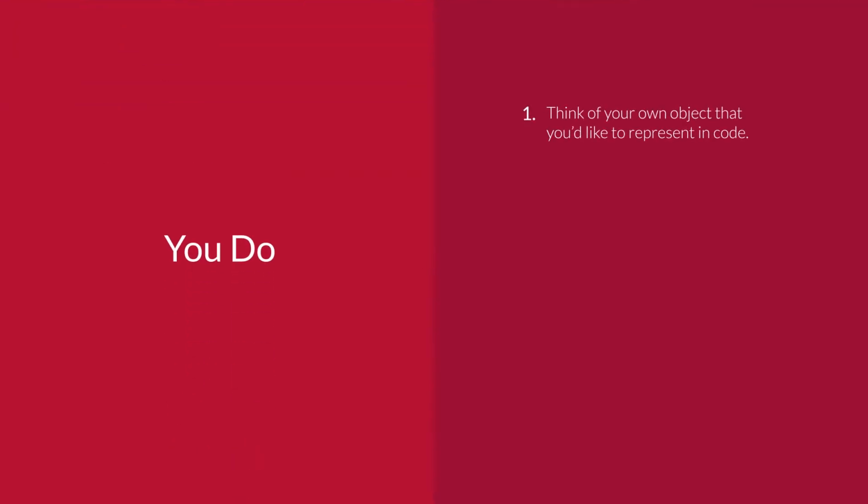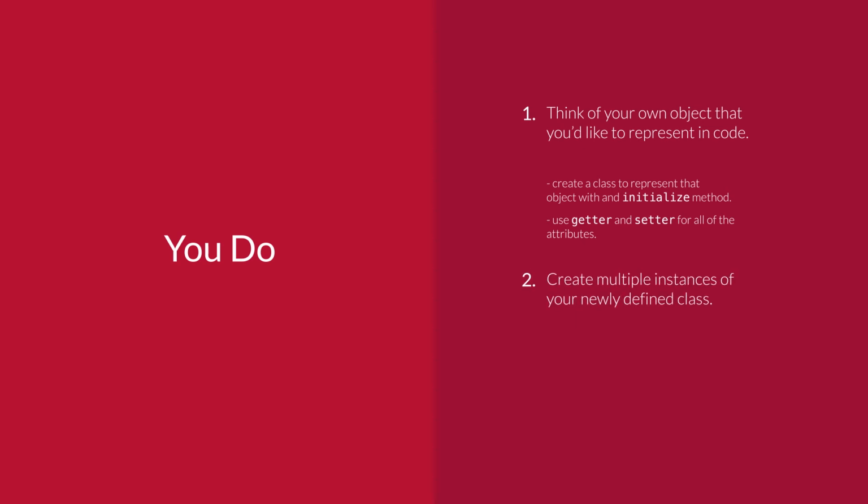This next part you'll do on your own. Think of your own object that you'd like to represent in code. Then create a class to represent that object with an initialize method and getters and setters for all of the attributes. Create multiple instances of your newly defined class. Interact with each of your instances by getting and setting each of the attributes.